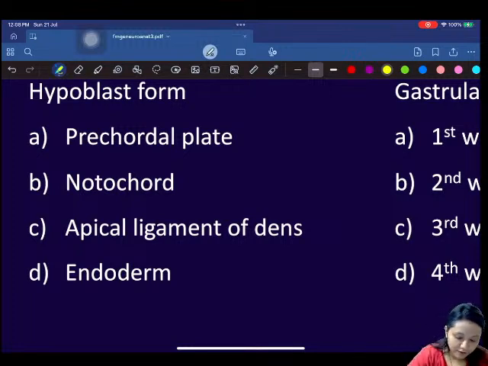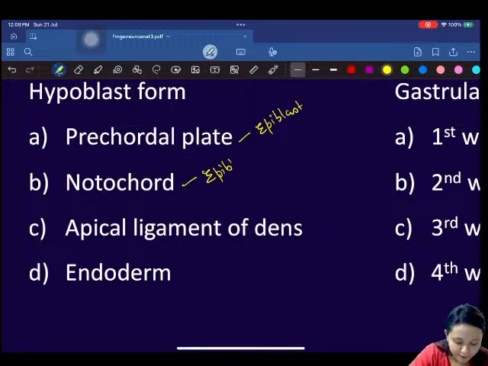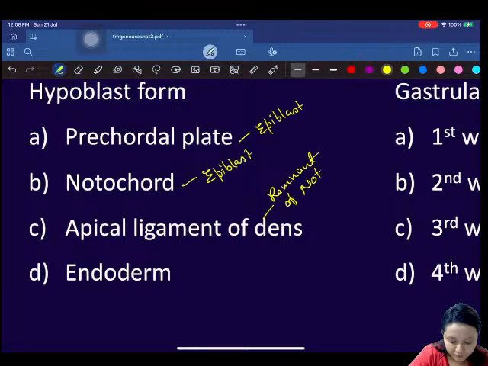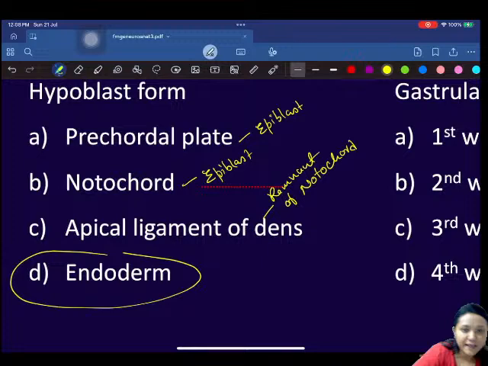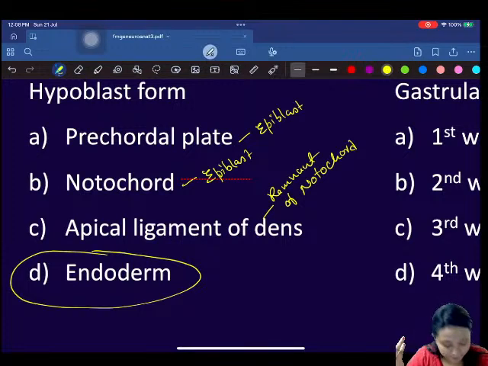So you know that, first try to see what does not form from it. So precaudal plate, you know that it is formed from epiblast. Notochord is also formed from epiblast. Apical ligament of dens is a remnant of notochord. So what is the answer remaining? That is the endoderm. So we know that the extra embryonic endoderm is formed from the hypoblast.